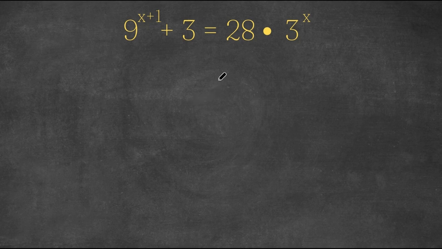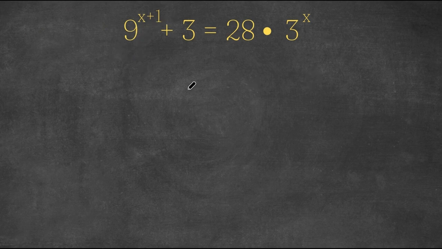In today's video, I'm going to be teaching you guys how to solve this exponential equation. So we have 9 to the power of x plus 1 plus 3 equals 28 times 3 to the power of x. Now our first step is to simplify the left side a bit. Why don't we turn 9 to the power of x plus 1 into something more expanded?